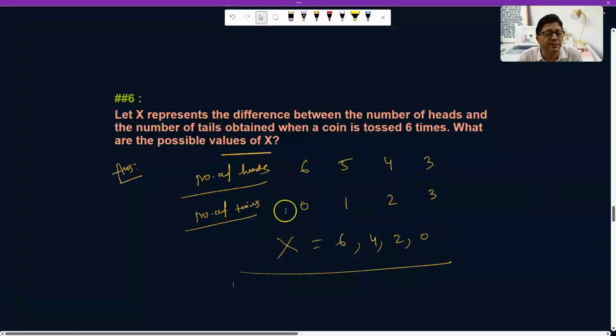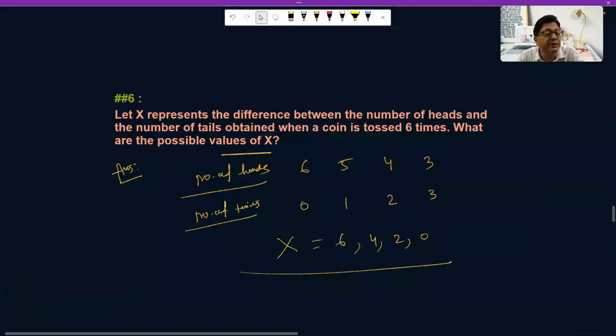This is not a difficult one, but I just wanted to explain the meaning of this. When it represents the difference between number of heads and number of tails, can it be a probability distribution? Can we define it? Yes, of course we can. Now for probability distribution, we just take the values of x like this and write the corresponding probabilities. When 6 there, 0 here, 5 there, 1 here, it's like this.